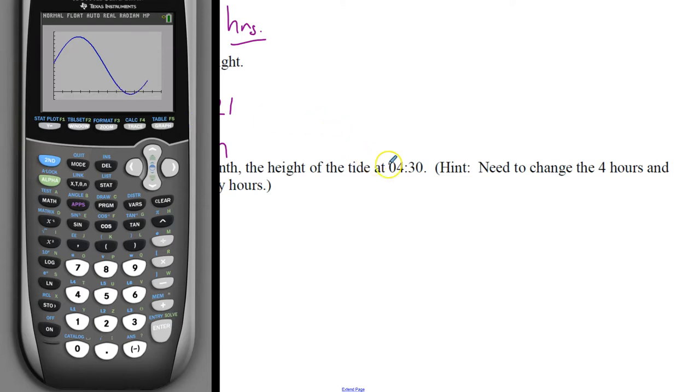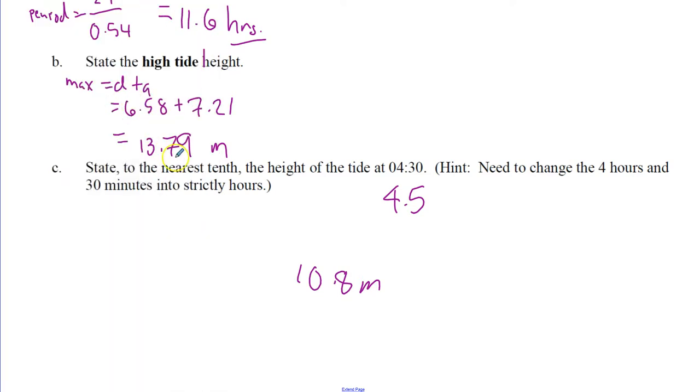We want the height of the tide at 4:30, so that's 4.5 hours. Second calc, number 1 is value, give it a time, 4.5, don't put in 4.3. And we have 10.8 meters to the nearest tenth. Now height is in meters, right? So the y-axis in this case is height in meters, and this is time in hours.